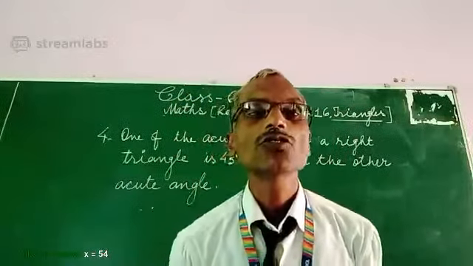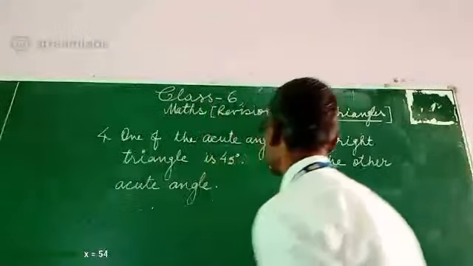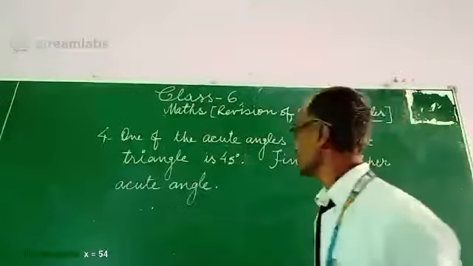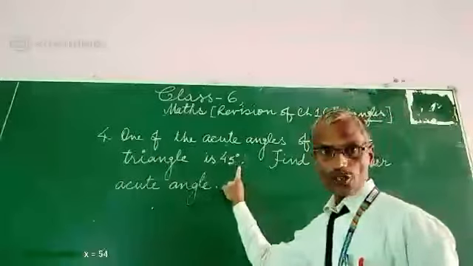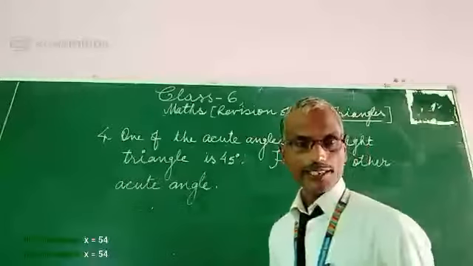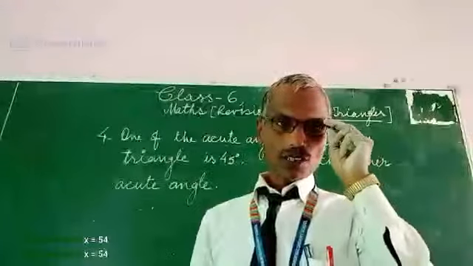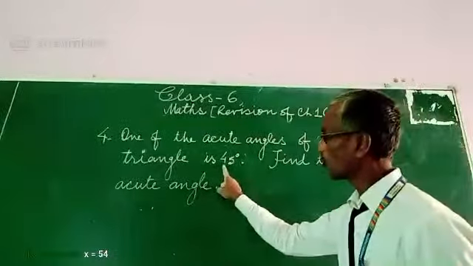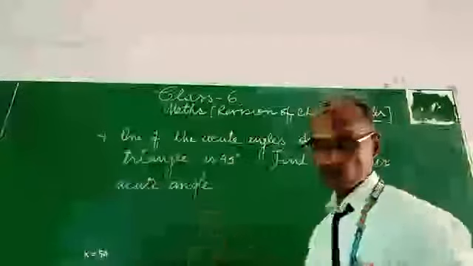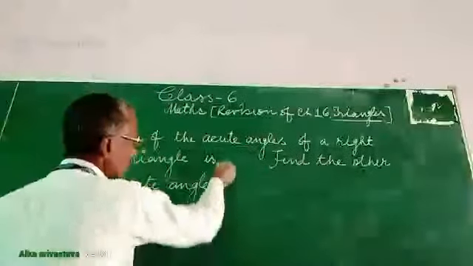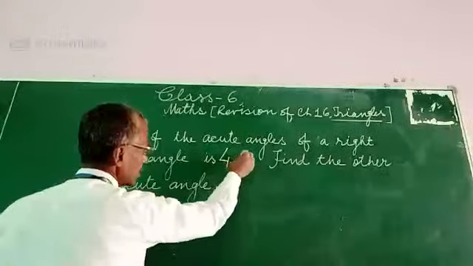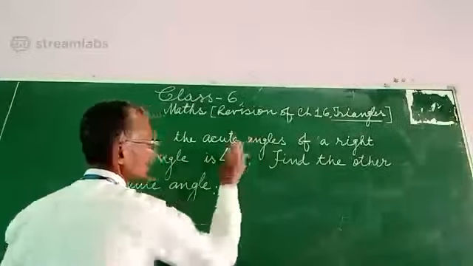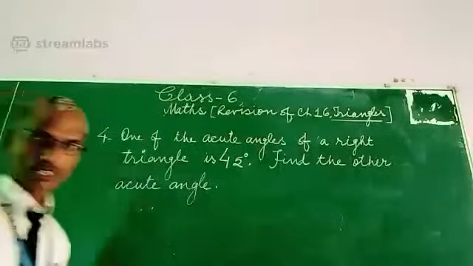X is equal to 54. Now, both acute angles must add up to 90 degrees. Dear, your answer is not correct. Look here, it is given that one acute angle measures 45 degrees. So find the other acute angle.